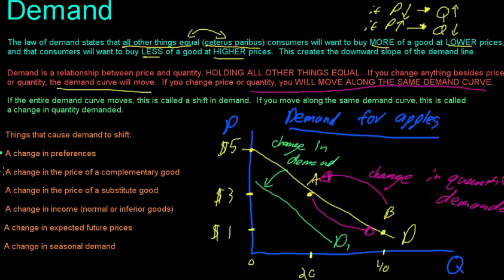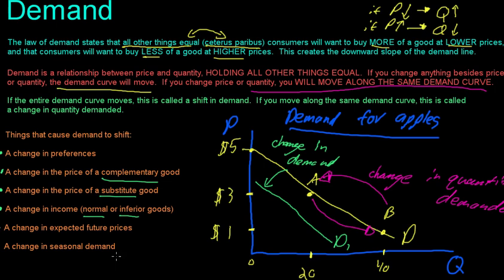Then there's a change in the price of a complementary good and a change in the price of a substitute good. I've done videos on each of those separately because I think they're big enough concepts to warrant their own videos. And I've also done a video on what happens with a change in income for normal or inferior goods. So you need to know what a complementary good is, what a substitute good is, what a normal good is, and what an inferior good is. There are separate videos on these if you don't remember, so I'm not going to talk about them here. And then other things that cause demand to shift are a change in expected future prices.